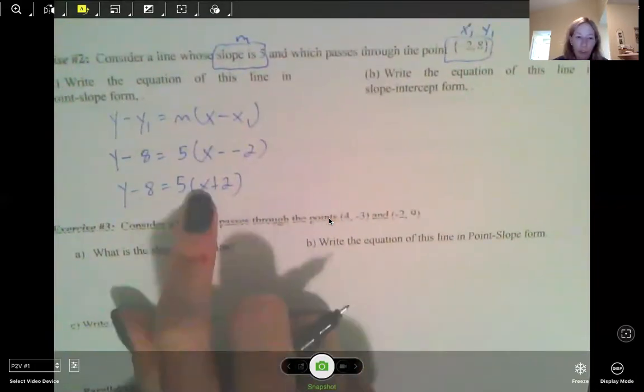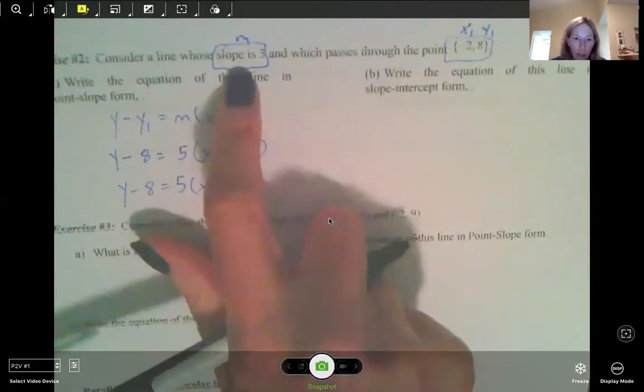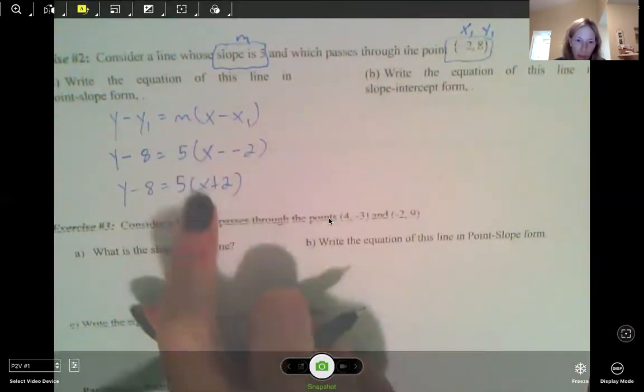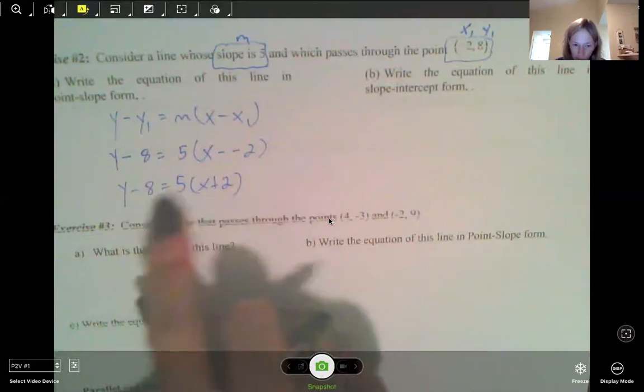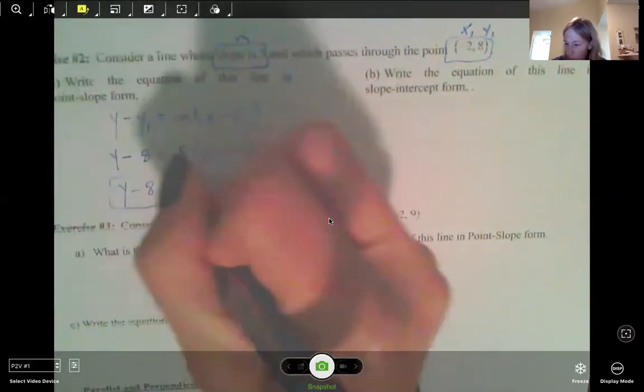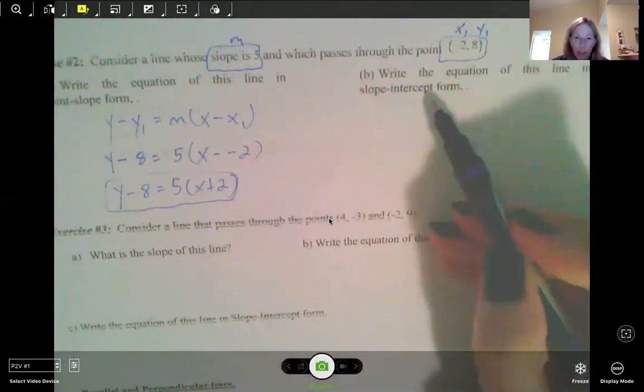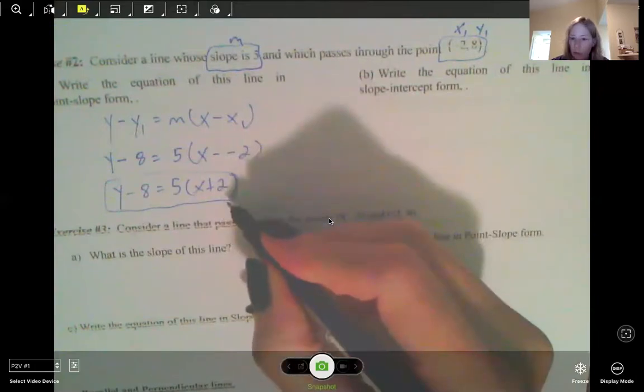All right, so this is the simplest when you're given the slope and a point. Using point slope form is the simplest way to get an equation of a line. So this would be in point slope form. If we now want to write the equation of this line in slope intercept form, we start with this.